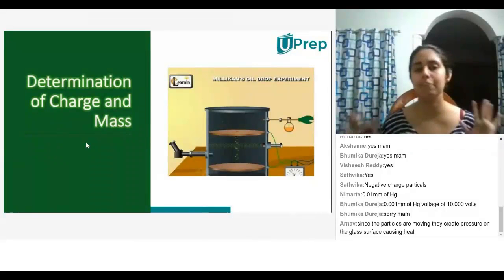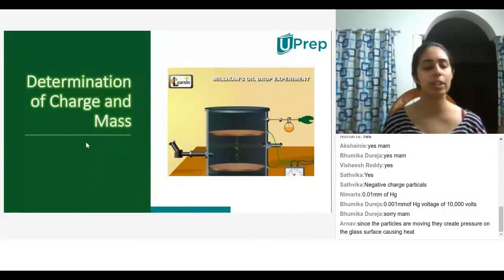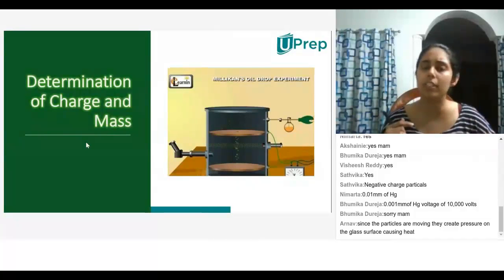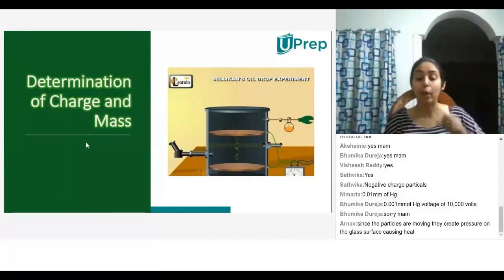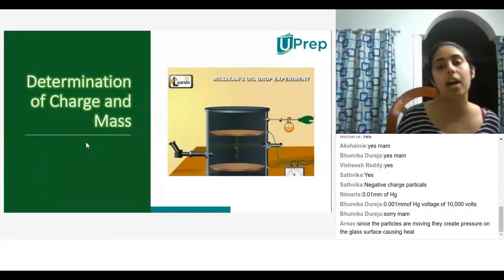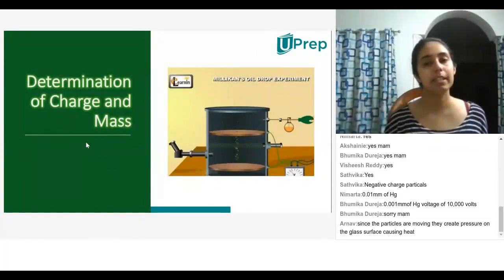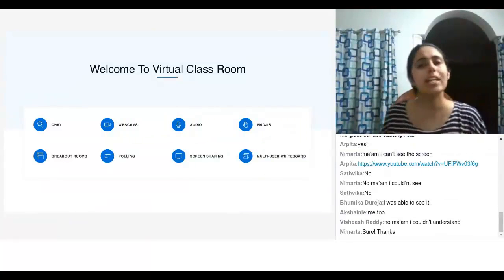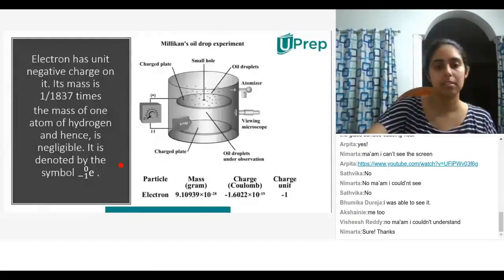Okay, now people have figured out at this point, scientists are able to tell that some negatively charged particle is available inside an atom. There is a particle, it is negatively charged, it is called an electron. But they were not able to figure out exactly what is the charge of that electron and what is the mass of that electron. So in order to figure out the charge and mass, they did Millikan's oil drop experiment.